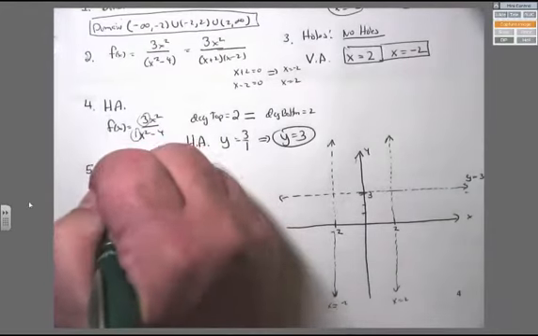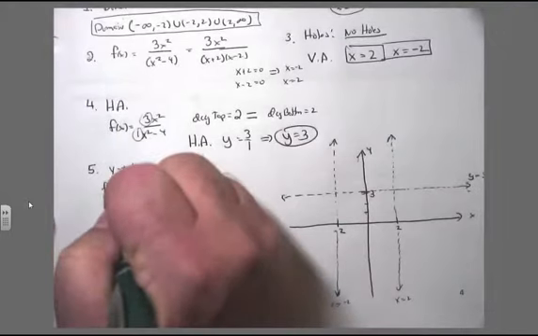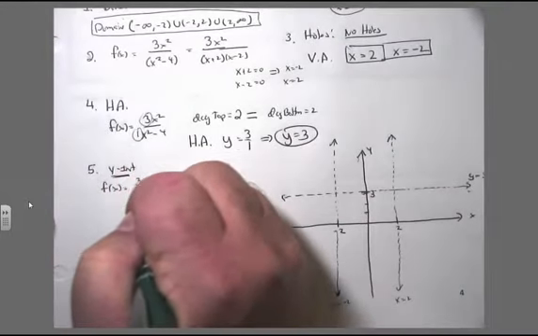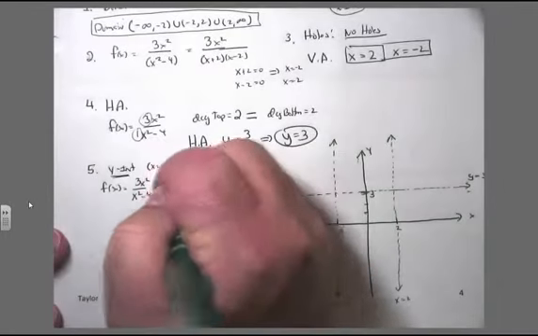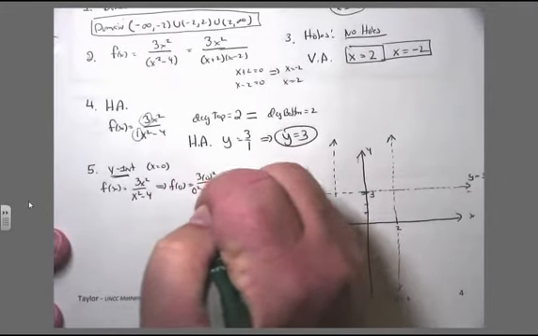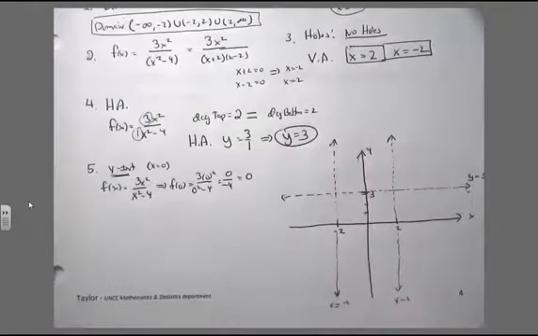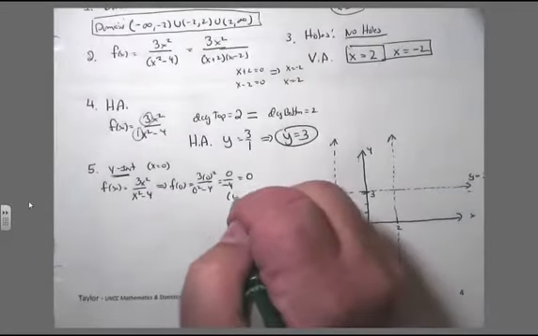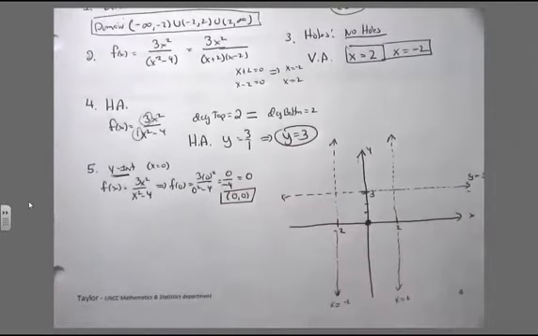Number 5. Tell me what the y-intercept is. Remember, my function is f of x is equal to 3x squared divided by x squared minus 4. How do you find a y-intercept? You plug in x as 0. So this would be f of 0, which is 3 times 0 squared over 0 squared minus 4. That's pretty much 0 divided by negative 4. 0 on top is 0. So I have a point, (0, 0), and I'm going to plot that. That's my y-intercept. It also happens to be my x-intercept.